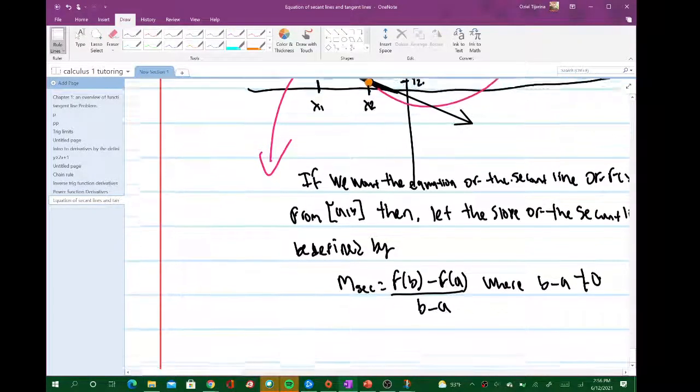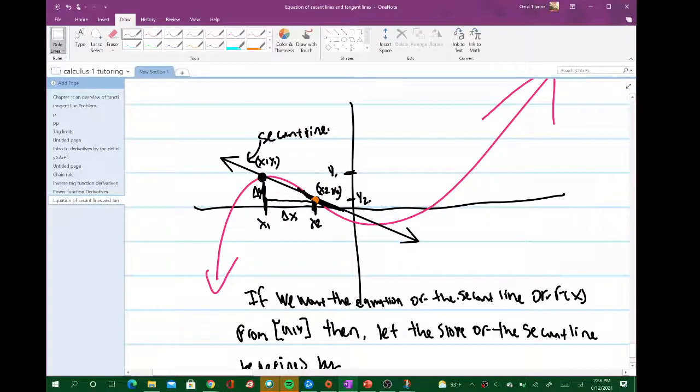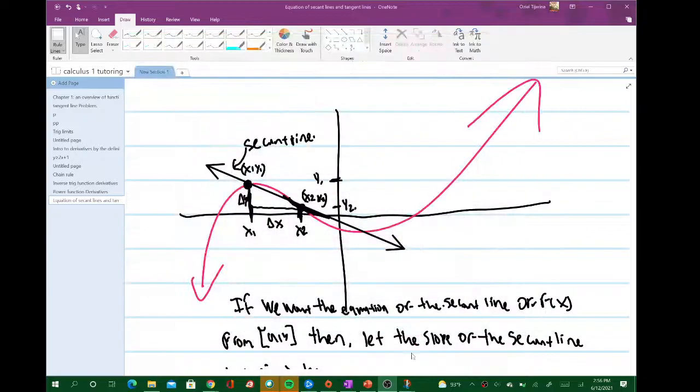So what exactly does that mean? That means from this interval here, we can find this slope. This is the change in x, this is the change in y, and this is x1, y1, and this is x2, y2. That's what that means. And we can find the slope between those 2 points on this curve that is defined by f of x.